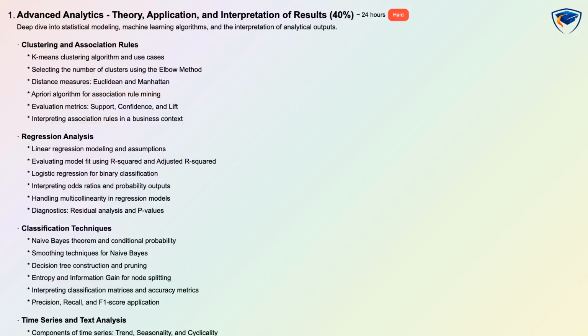Classification techniques such as naive Bayes with smoothing, decision tree construction and pruning, entropy and information gain, and performance metrics like precision, recall and F1, and time series and text analysis including trend and seasonality components, ARIMA models, TF-IDF, sentiment analysis and topic modeling with text standardization.